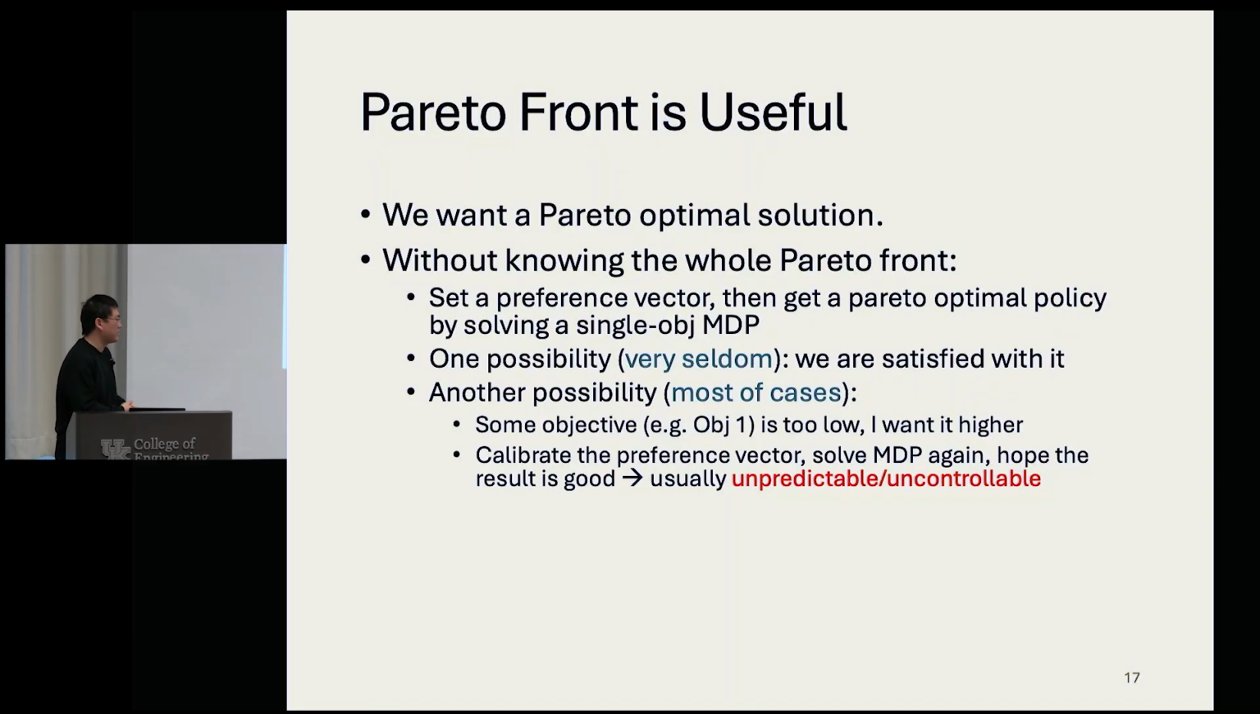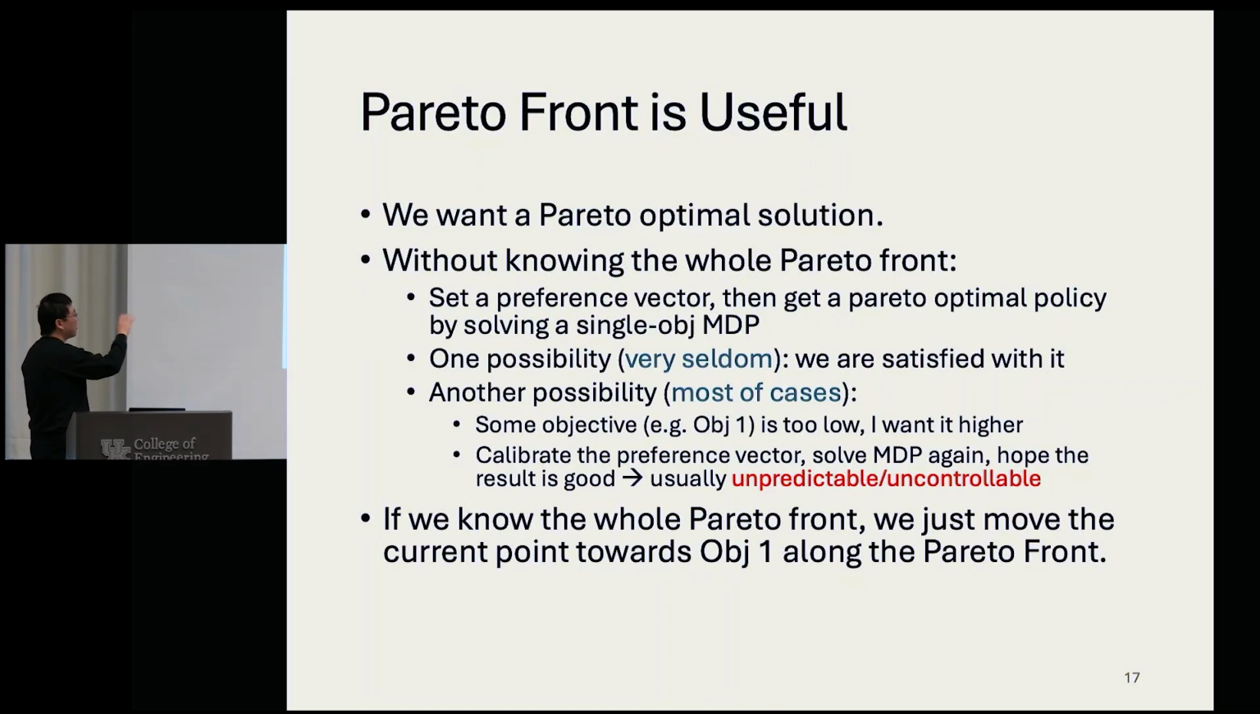Calibrating the preference vector means that we can make the weight for that specific objective a little bit higher while tuning down the other weights a little bit. But how much we should increase the weight of one objective is actually uncontrollable, and we cannot predict the outcome before we solve it. So that's indeed a very unpredictable, uncontrollable method to calibrate the preference vector to satisfy those small changes.